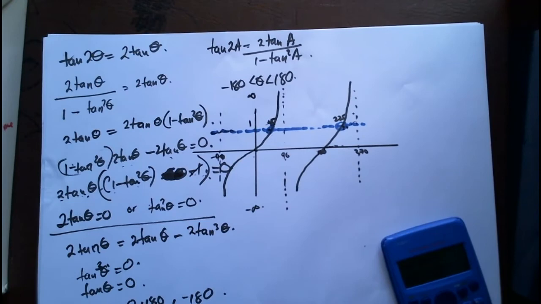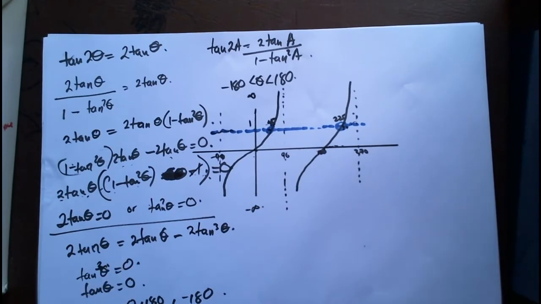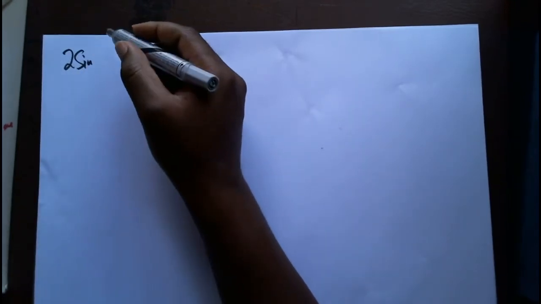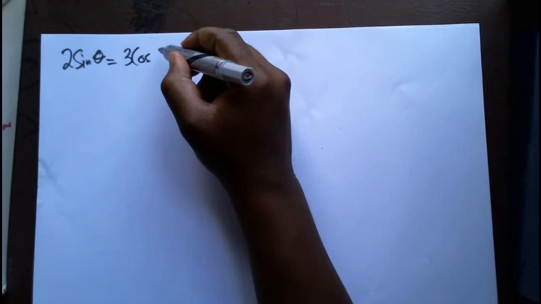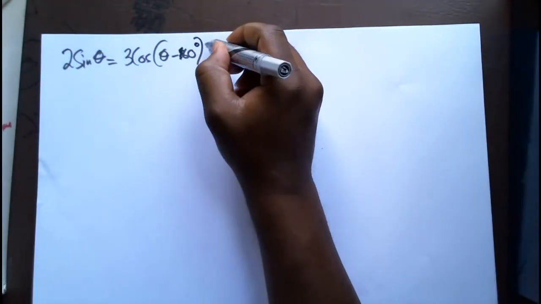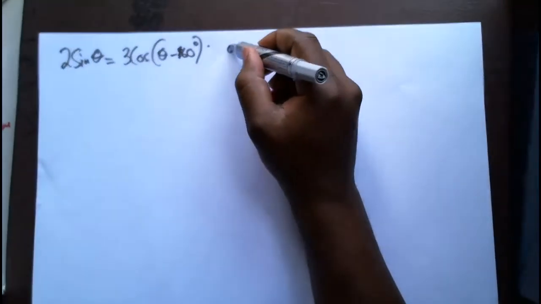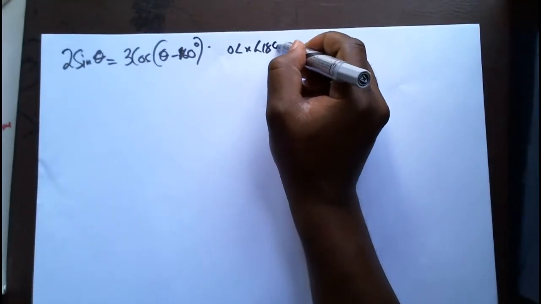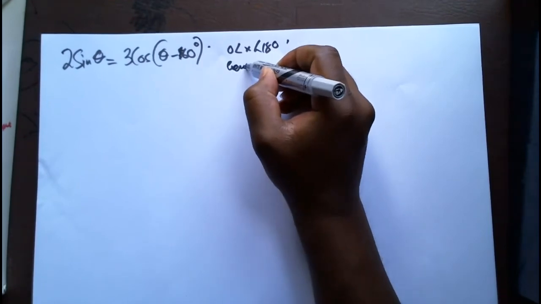Let's quickly do another one together. I want to do something that involves the double angle. It says 2 sine theta is equal to 3 cos (theta minus 60 degrees). And you are going to solve it between 0 less than x less than 180, or we can just give it as a general solution.